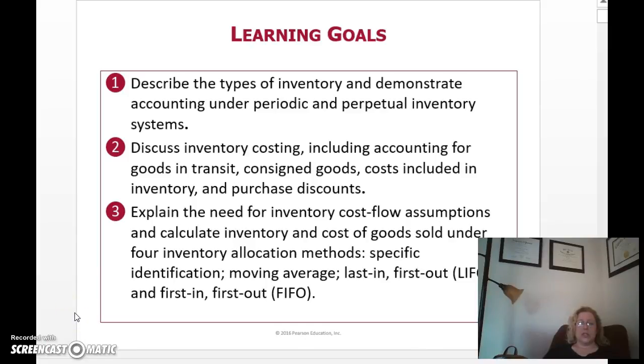Some unique situations have to be addressed related to inventory valuation, and Learning Goal 2 focuses on these peculiarities that are related to inventory. The areas that are introduced and analyzed include goods in transit, consigned goods, cost included in inventory, and purchase discounts. Learning Goal 3 explains the 4 inventory cost allocation methods with numerous examples that illustrate how ending inventory and cost of goods sold are calculated under each method.